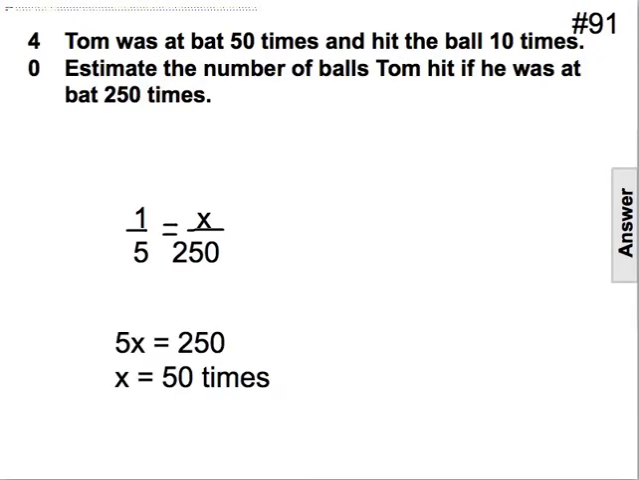This next question asks us to use the information from the last question. So Tom's experimental probability was 1/5 because he was at bat 50 times and hit the ball 10 times. Now we want to use that to estimate how many times Tom hit the ball if he was at bat 250 times. So since 250 is the total, that goes on the bottom, and we're solving for x. When we cross multiply, we get 5x equals 250, or x equals 50 times that he hit the ball.